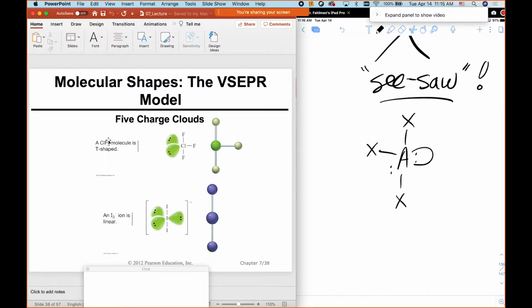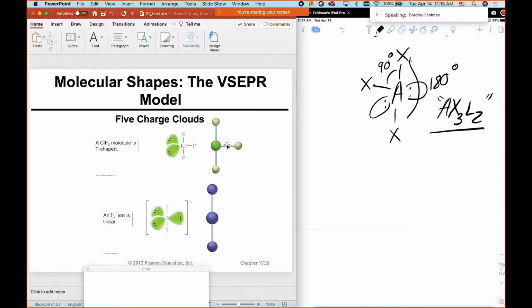Okay, where you've got a lone pair there, this angle will be 90, and that angle will be 180. So you've got 180 here and then 90 degrees there. And so that would be our AX3L2. Two lone pairs, three things bonded to a central atom.